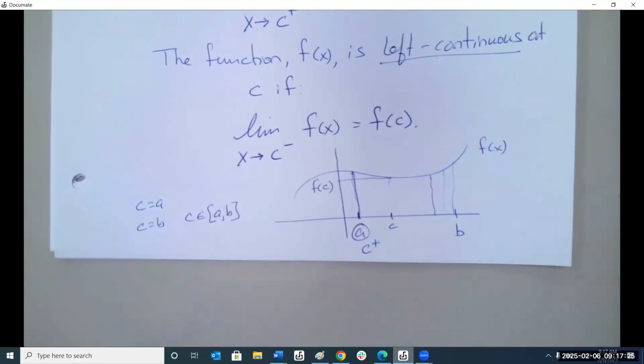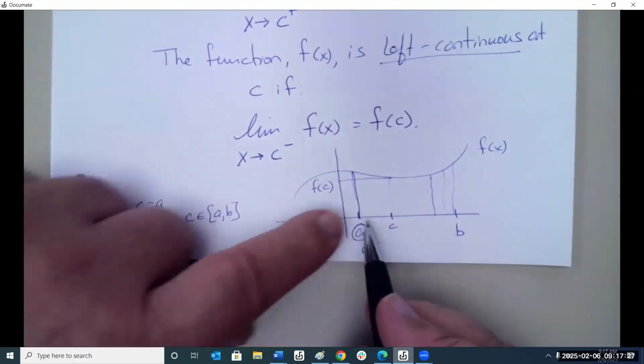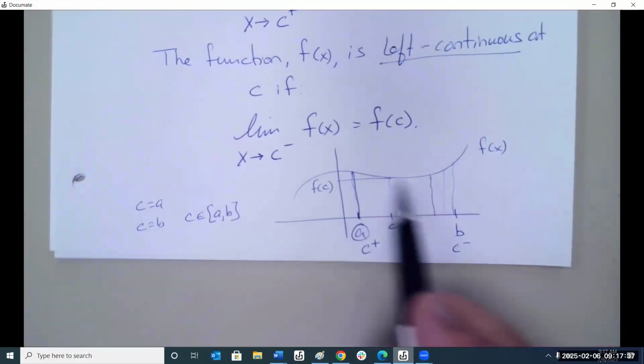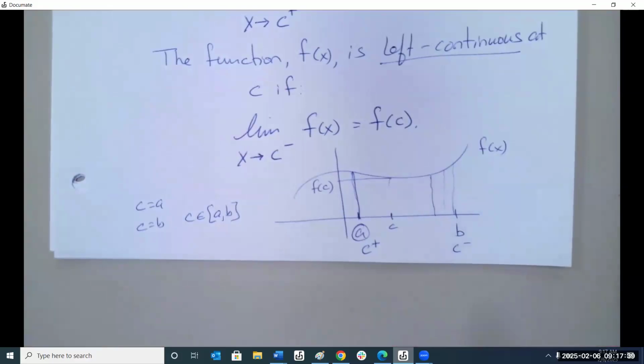Take C from the right. If it's the left endpoint, we have to approach it from the right. If it's the right endpoint, we have to approach it from the left. So this one, if all of these exist, then the function is continuous. That's what it's telling us.